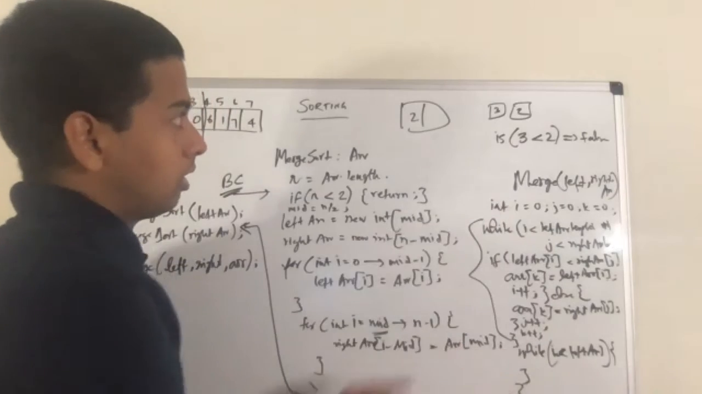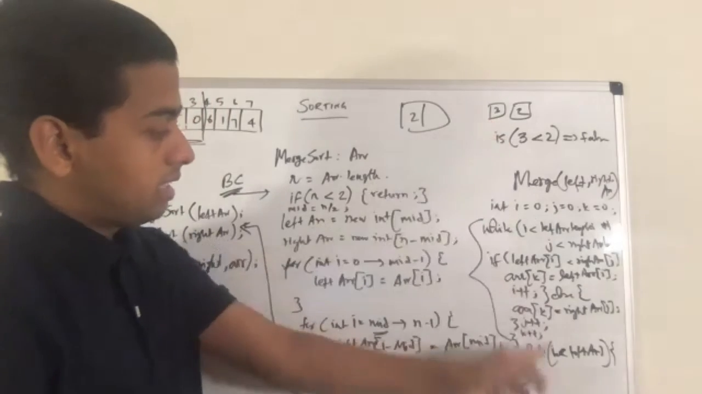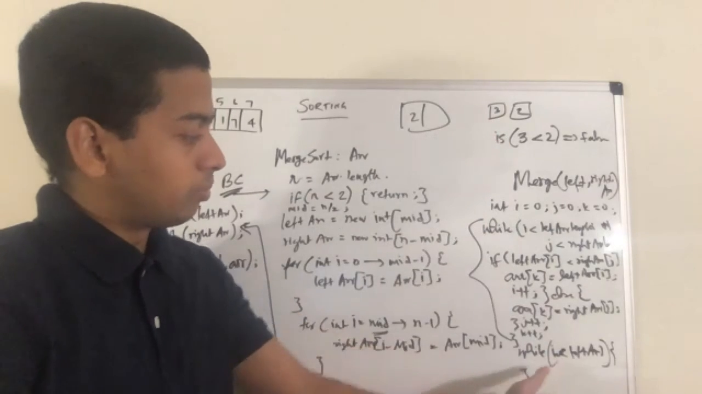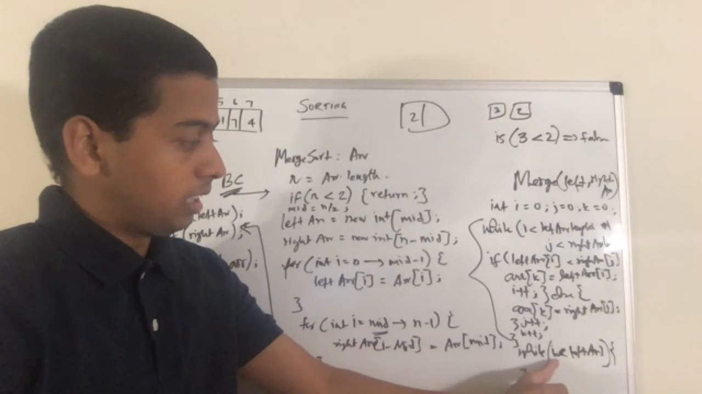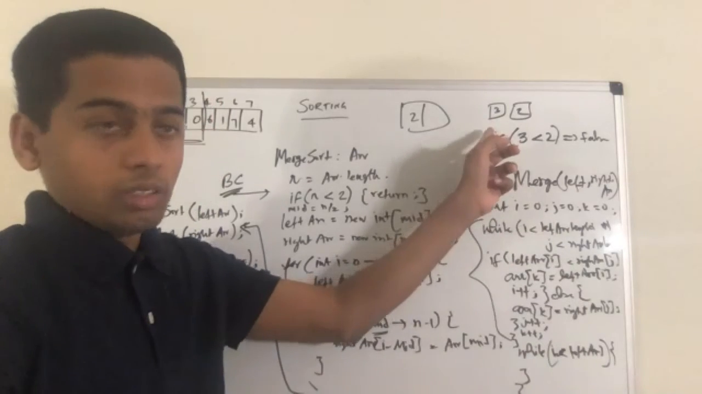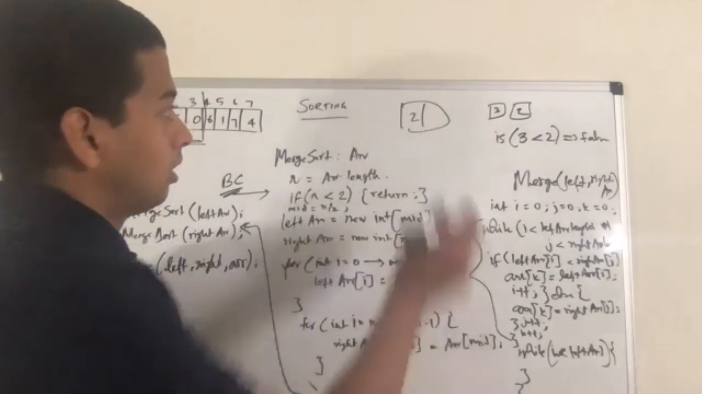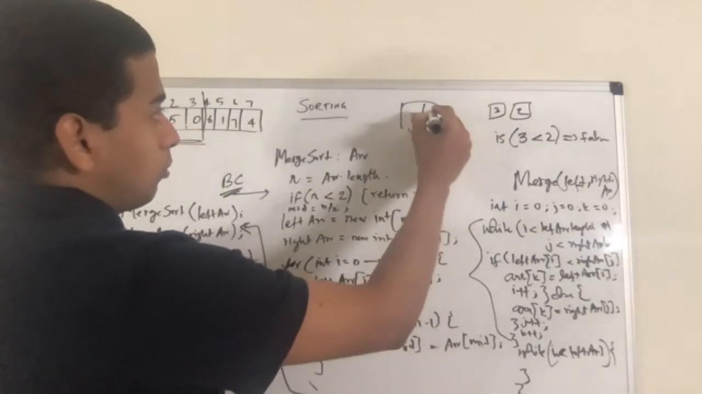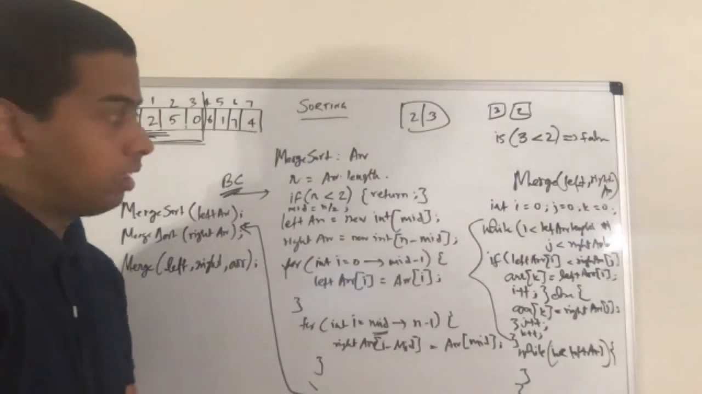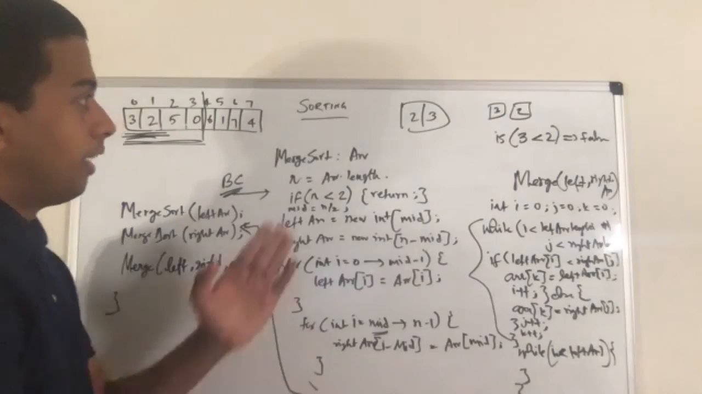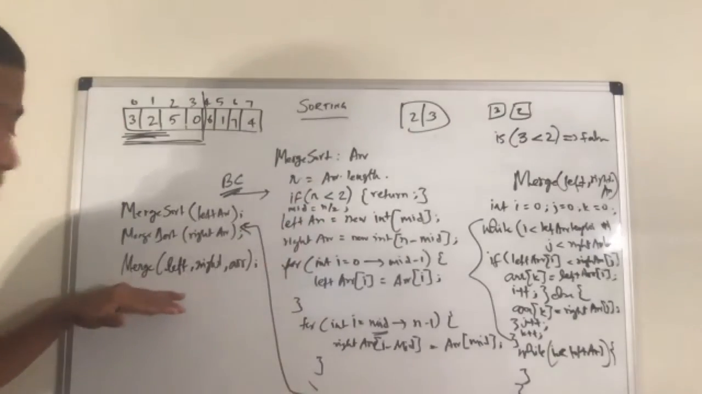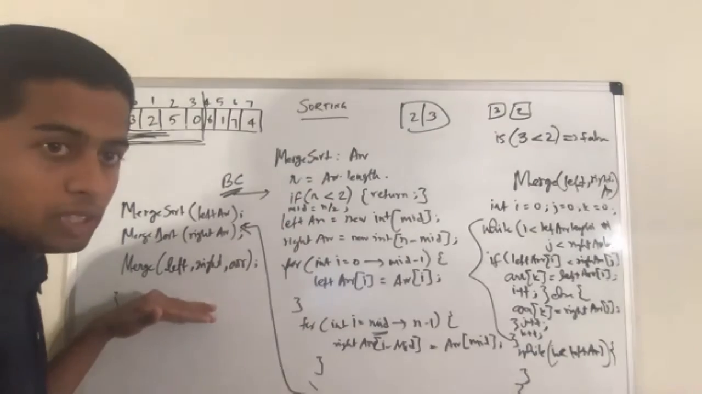It comes out. Now, while i is less than left array dot length: i is 0 still, and left array dot length is 1. So now insert all the elements in the left array into the parent array. So I'm going to insert 3 here. Okay, I've inserted 3 here. Now this part is complete.